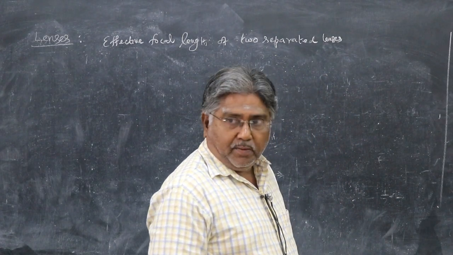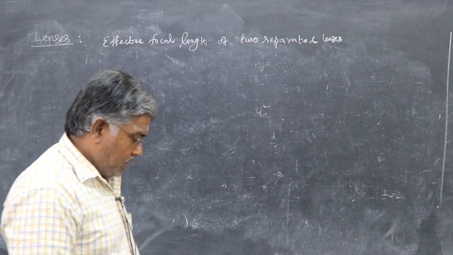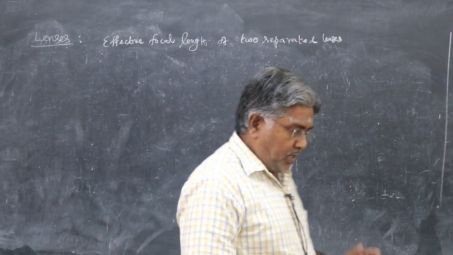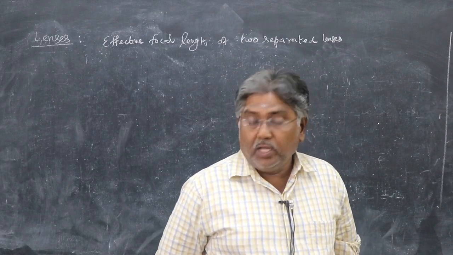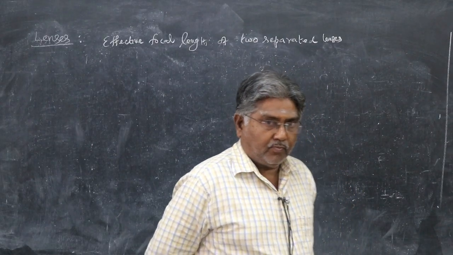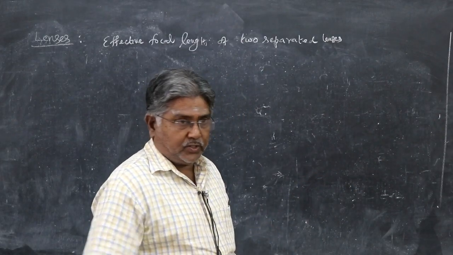In this lecture, we see how to find the effective focal length when two lenses are thin lenses or coaxially placed. Okay, they have the same axis, two thin lenses.